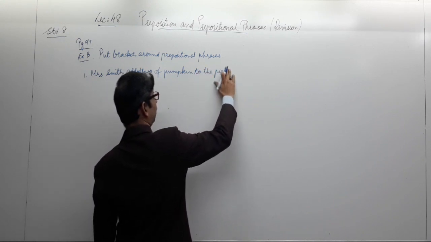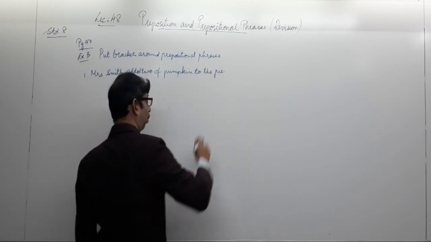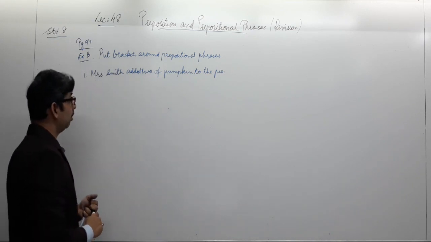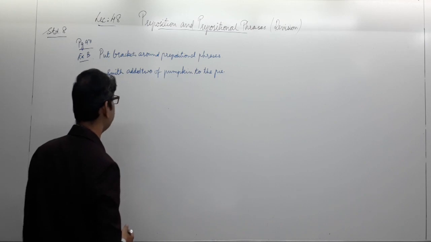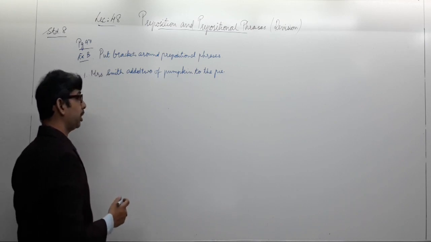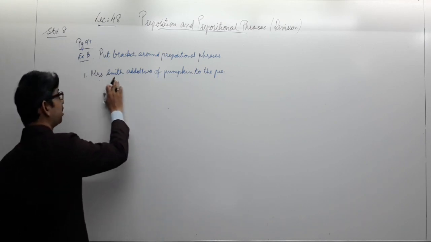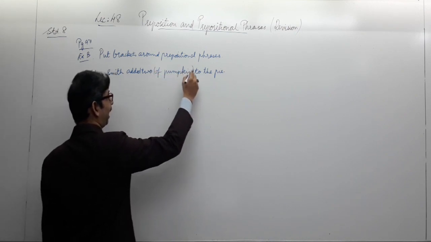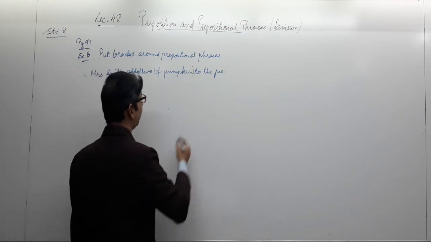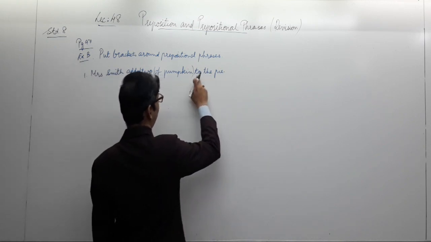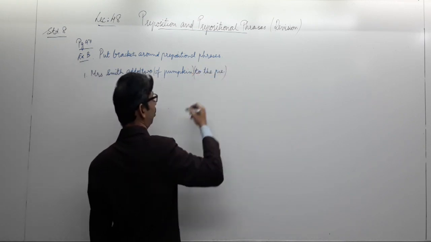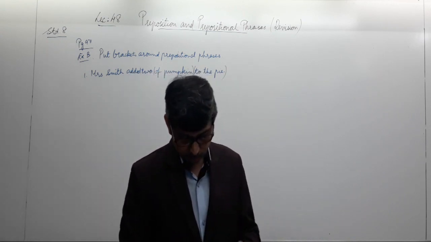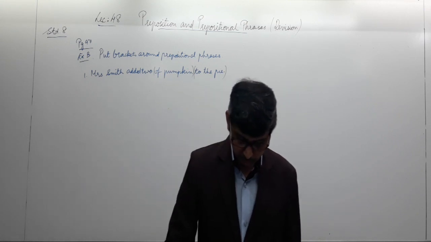Try to locate the preposition. Once you get the preposition in the sentence, easily you will be finding out the prepositional phrase, which is nothing but the combination of the preposition and the object. So Mrs. Smith added 2 cups of pumpkin. So let us put the bracket around of pumpkin, followed by the words to the pie, where to is a preposition, so once again we open and close the brackets. This becomes the answer that is required for us.